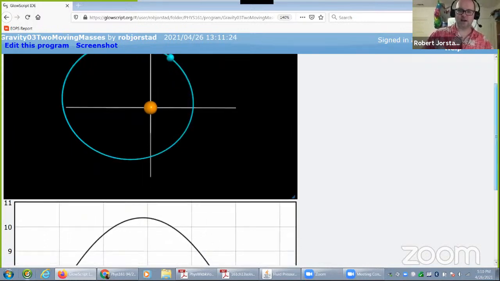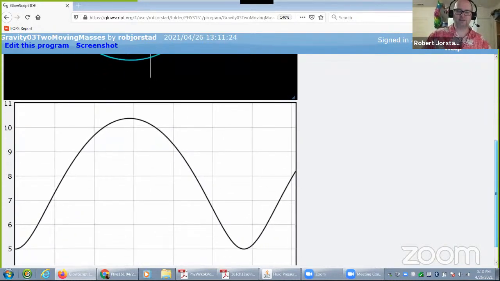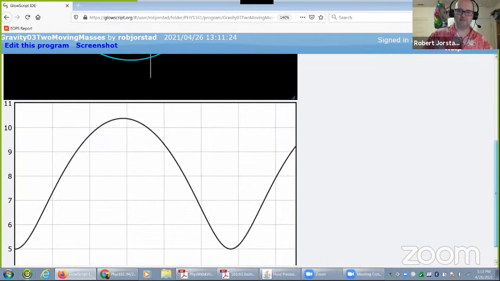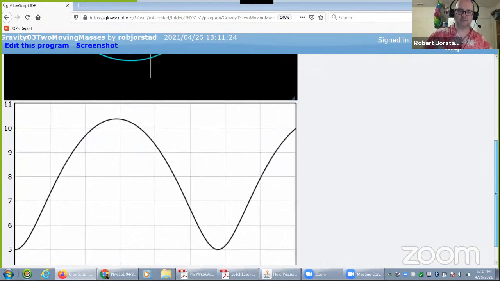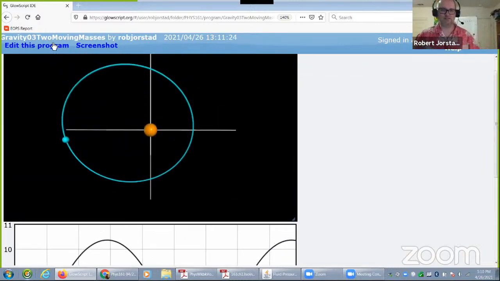Notice you could also see I'm plotting down here the radius as a function of time. So we see that sometimes the particle is about 5 meters from the center, and sometimes it's 10.5. And so that's kind of what we're seeing here as this thing moves around.